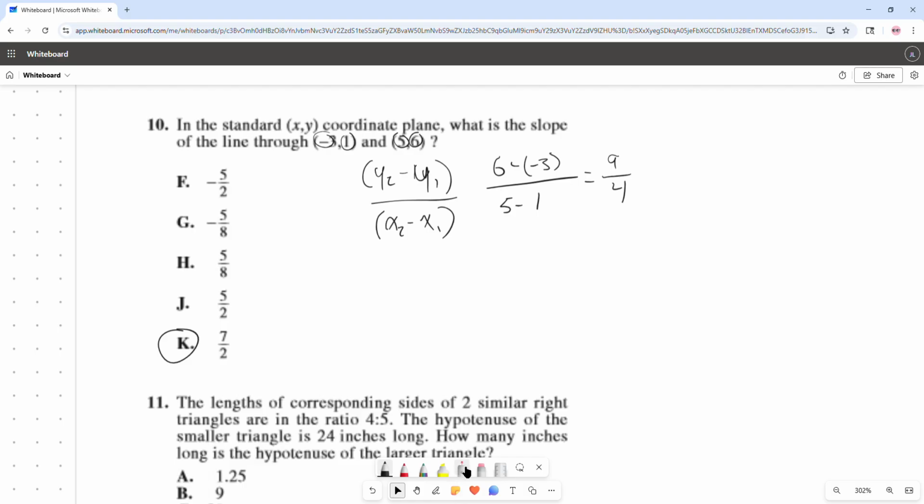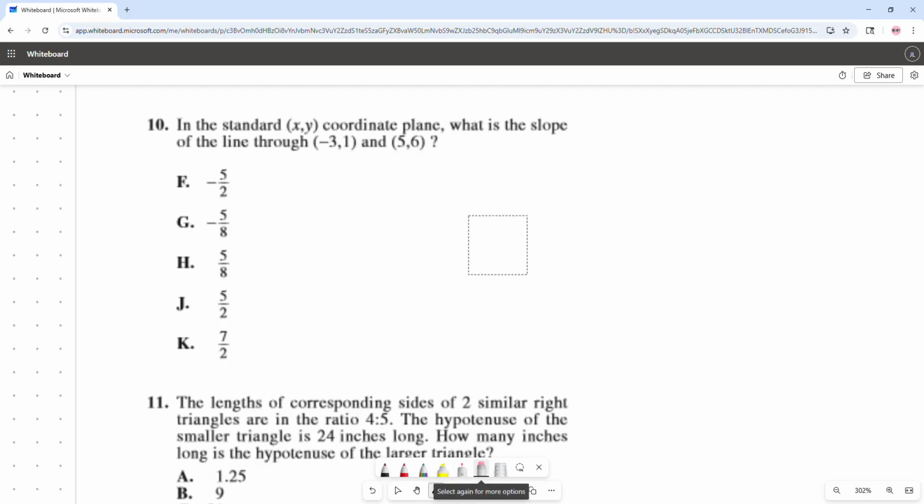So sorry, this is not the correct information. So we're going to solve this correctly.